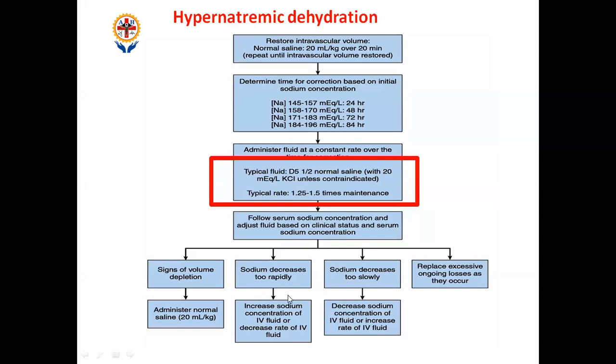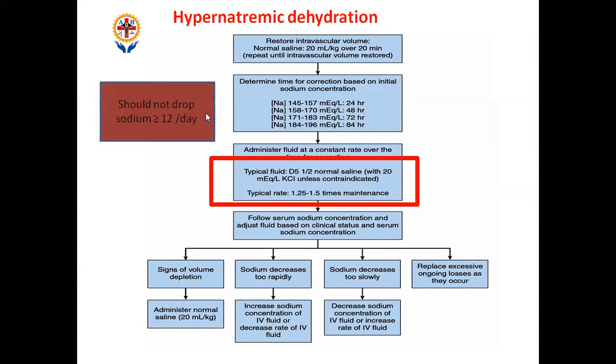So first thing you need to do is increase the sodium concentration. If you are on DNS also and your sodium is dropping rapidly, then you need to decrease the fluid rate. If your sodium is not decreasing as you expected, then you need to decrease the sodium concentration first, not the fluid. But even after changing to half DNS or 1/4 DNS, if sodium is still not dropping, then you need to increase the fluid rate. So first the concentration is to be touched, and the last thing is the rate. That is the principle to follow in hypernatremic dehydration. Again, you should not drop the sodium by more than 12 per day.